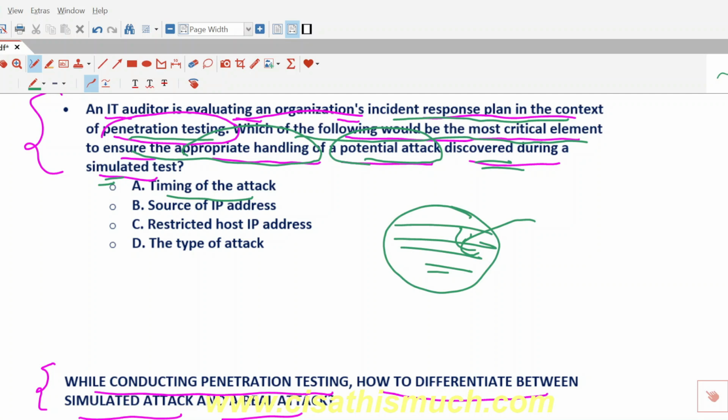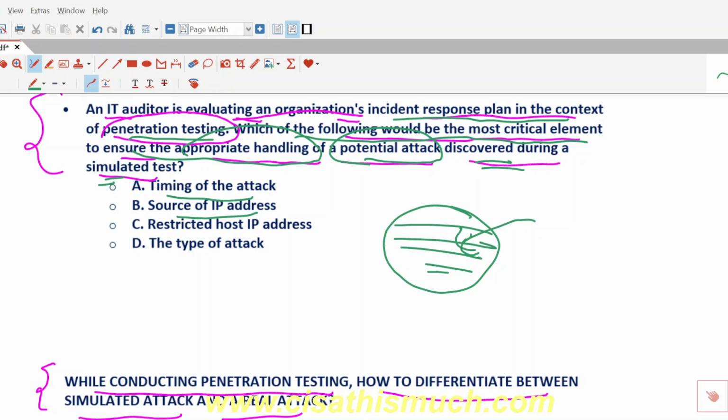Option B, source IP address. Even the source IP address would be mentioned in advance, right? If the attack is happening, it would come from this particular range of IP addresses. So if the attack is coming from outside that mentioned range, it could mean that a real attack is happening. But again, this thing can come to your mind: then what about IP spoofing?